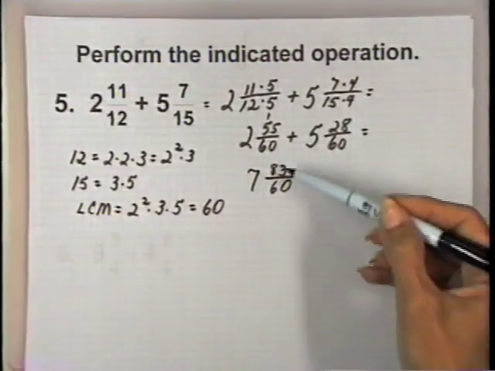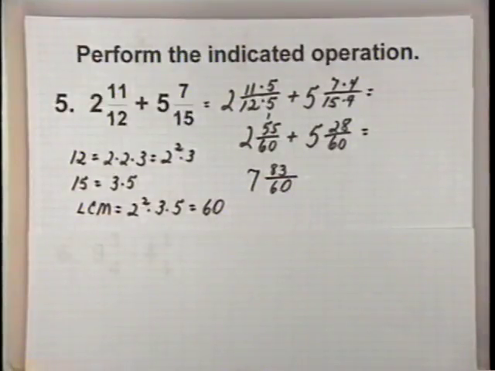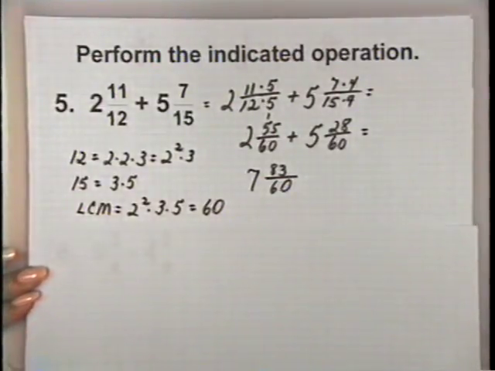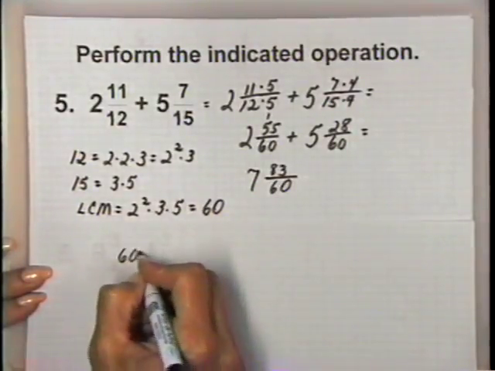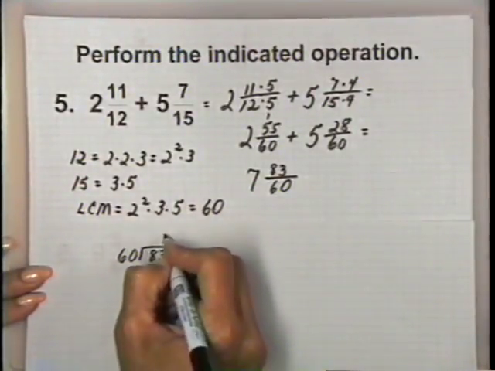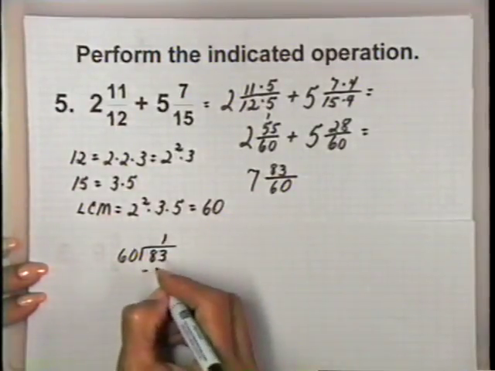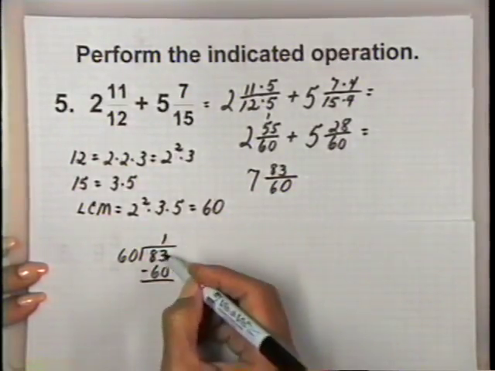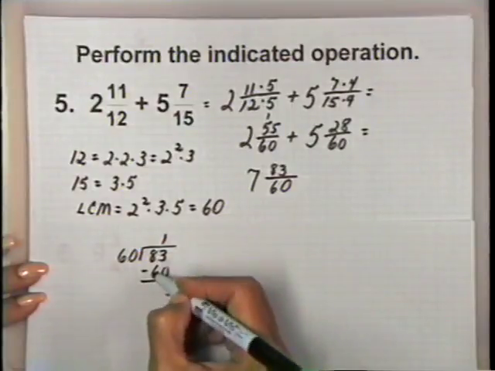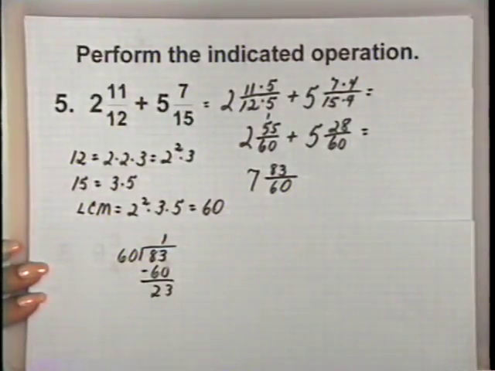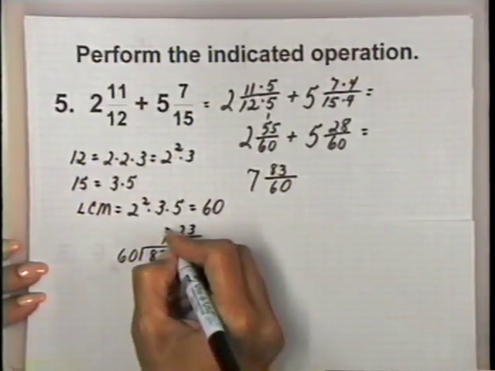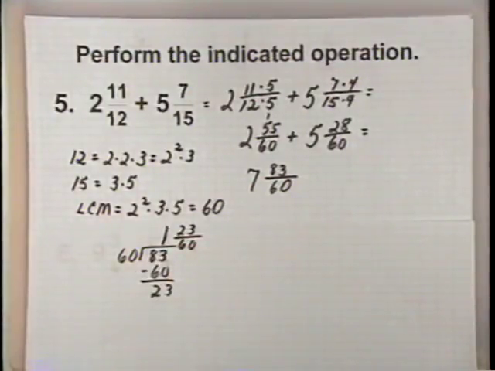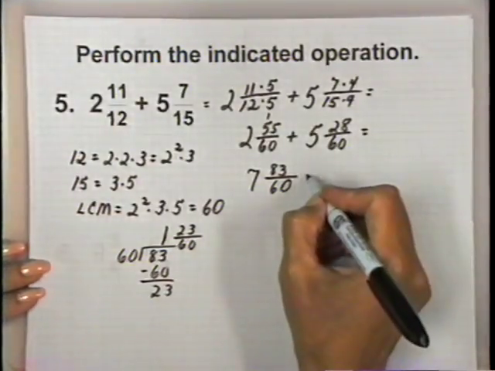Now, I look at 83 sixtieths. It's improper, so I need to find its equivalent mixed number. Let's divide the 60 into the 83. It goes one time. I multiply and then subtract. 3 subtract 0 is 3. 8 subtract 6 is 2. I get a remainder of 23. Let's write the 23 over the 60. So my mixed number is 1 and 23 sixtieths.